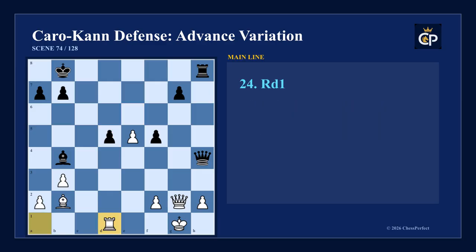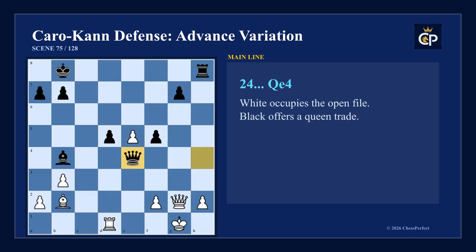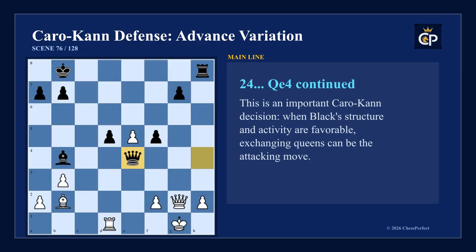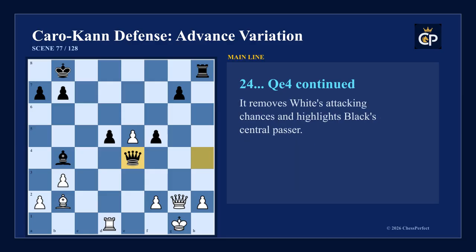Rook d1. Queen e4. White occupies the open file. Black offers a queen trade. This is an important Caro Kann decision. When Black's structure and activity are favorable, exchanging queens can be the attacking move. It removes White's attacking chances and highlights Black's central passer.